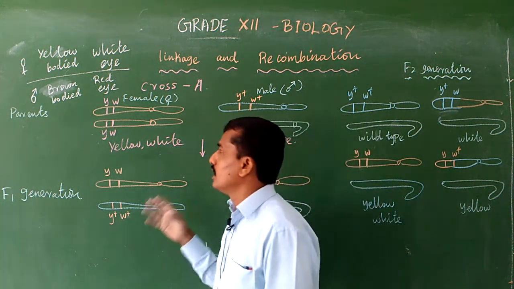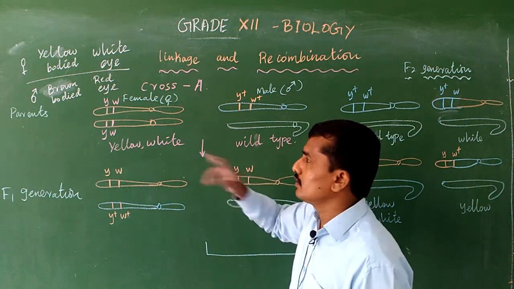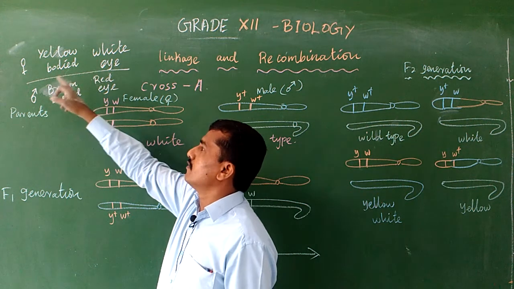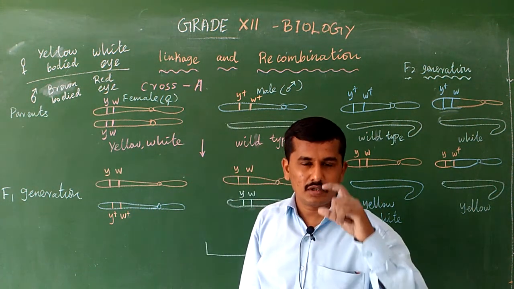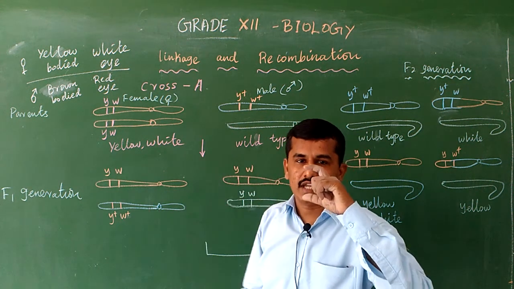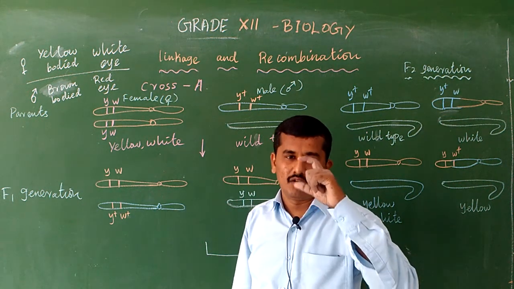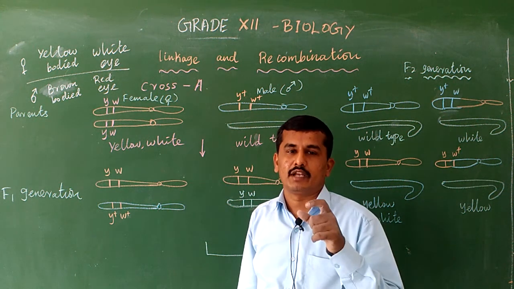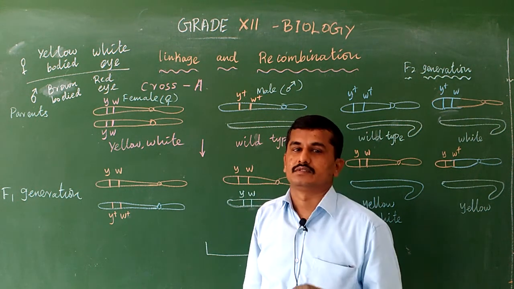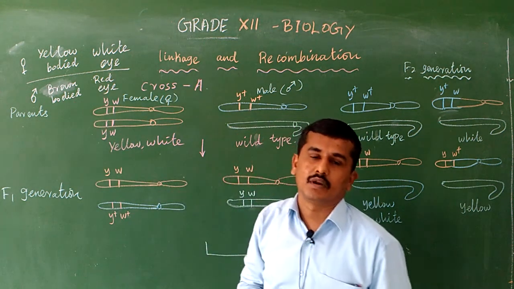T.H. Morgan selected Drosophila with two characters. He took a yellow bodied, white eyed female. In Drosophila, the fruit fly, the female is larger and the male is smaller. The Drosophila melanogaster is yellow bodied plus white eyed, and this female was crossed with a brown bodied, red eyed male.